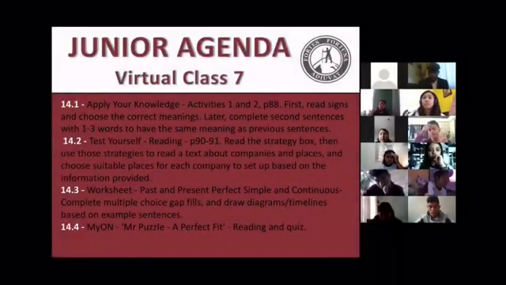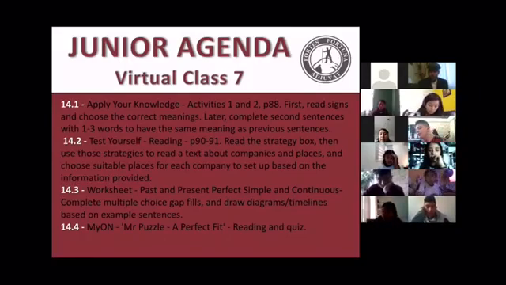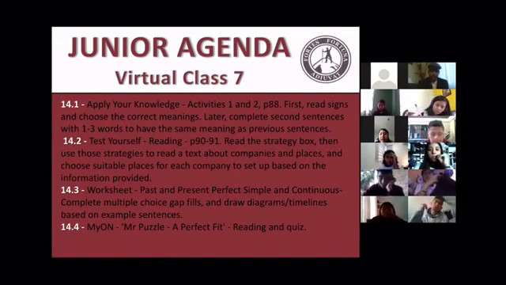Your agenda. First, you're going to have a look at a couple of activities on page 88. Reading signs, choosing correct meanings, and then completing sentences with between 1 to 3 words. Then you're going to have a look at Test Yourself, which is a little reading exercise. And then we're going to look at the main part of today's class, which is past perfect continuous.